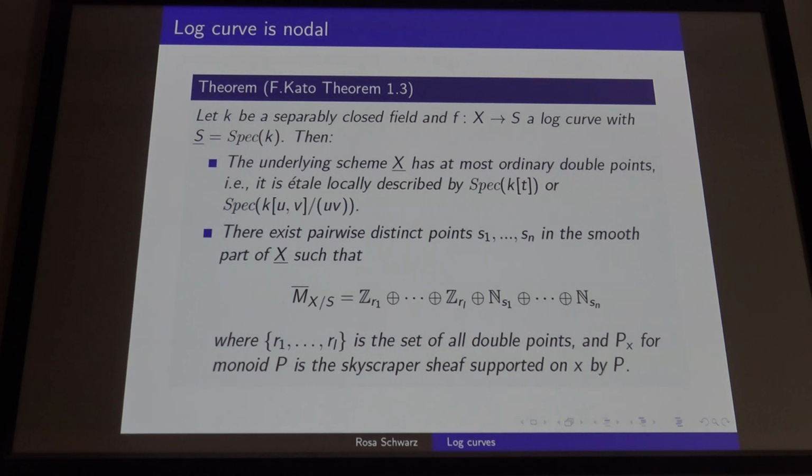the marked semi-stable curves, which are marked nodal curves. You used to think of the Ri as the nodes and the Si as the markings.